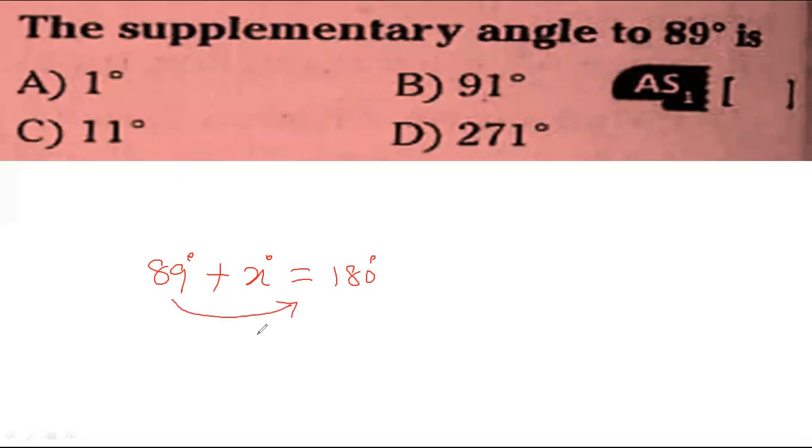The sum should be equal to 180 degrees. Plus 89 becomes minus 89. x degrees is equal to 180 degrees minus 89 degrees. If I do the subtraction, I will get 91 degrees. Option B is correct.